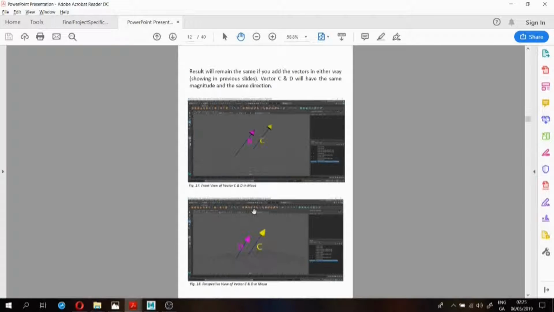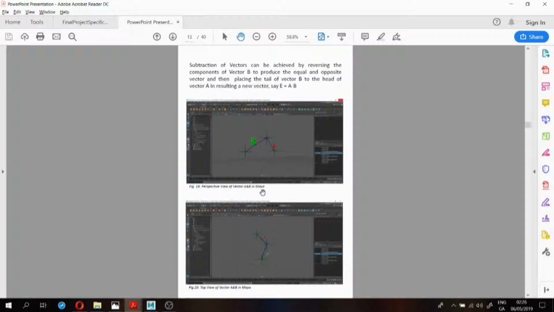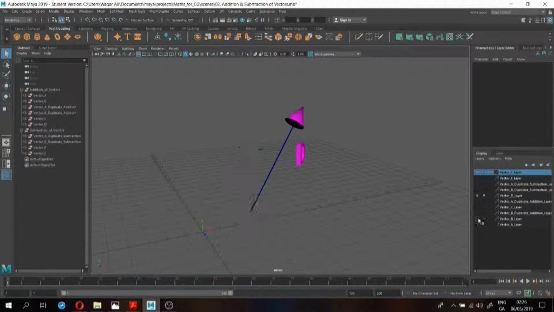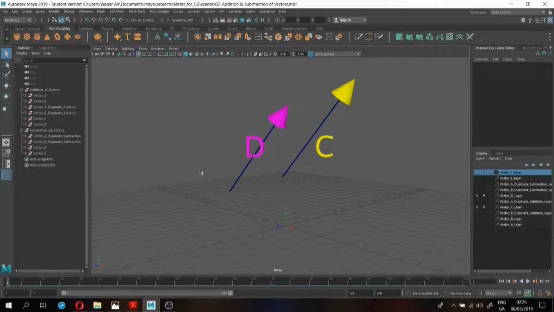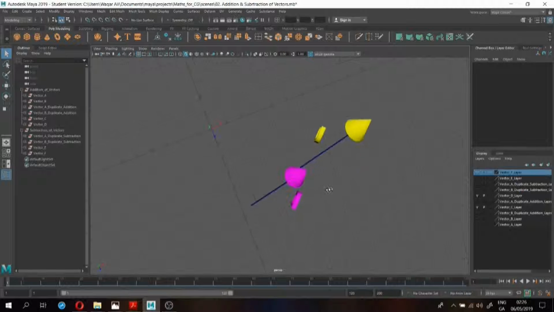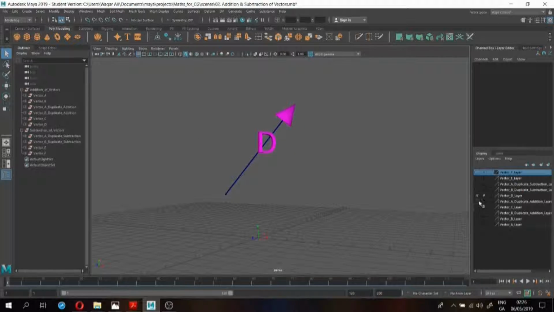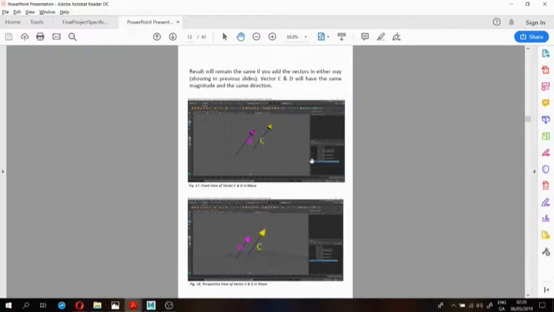Now you see the vector D. The result will remain the same if you add the vectors in either way. Showing the previous slides, vector C and D will have the same magnitude and direction. We can switch off these layers and open up the C layer. You can see this C and D have the same direction and the same magnitude, which proves that A plus B is equal to B plus A in vectors.